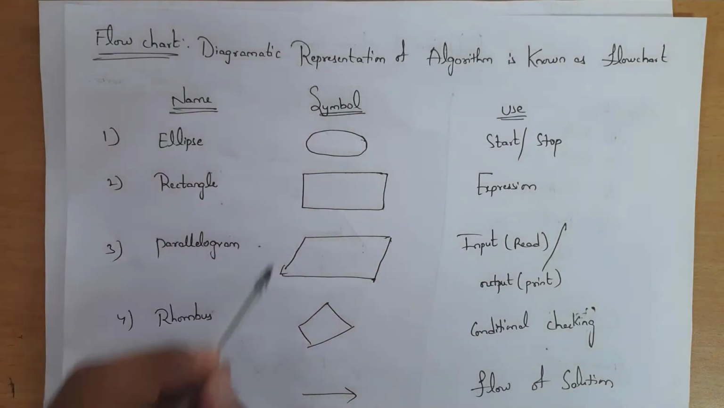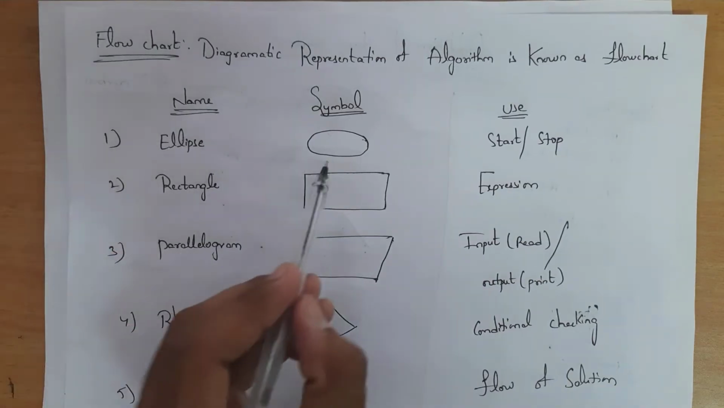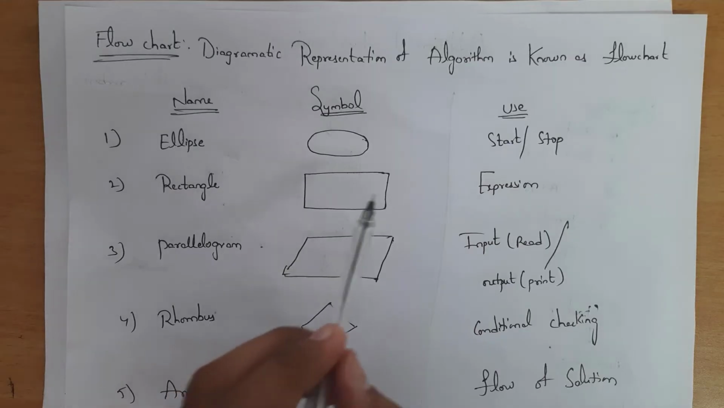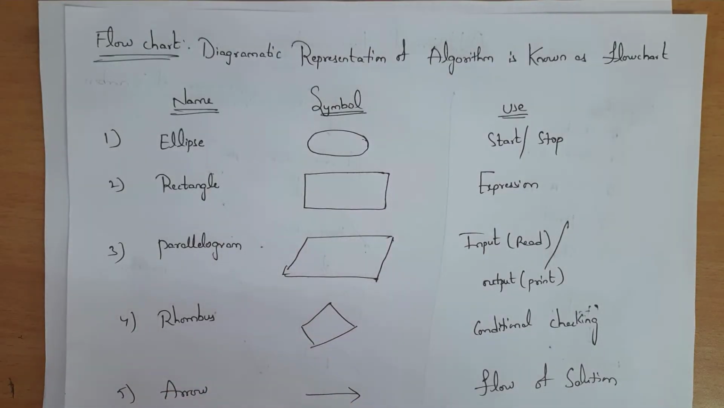These are the various symbols that we use in flowchart. First one is ellipse. This ellipse is used to start and stop the algorithm. And next one is rectangle. If you want to write any expression like a plus b, a minus b, and so on, we use rectangle. We can write expressions inside rectangle.